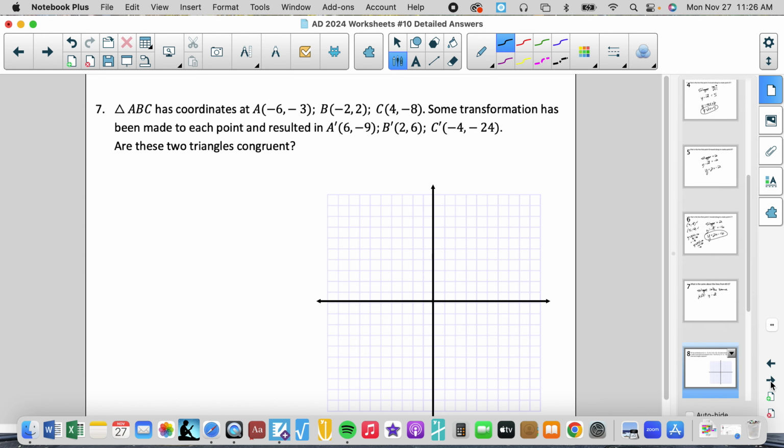Triangle ABC has coordinates at A, B, and C. Some transformation has been made to each point and resulted in A prime, B prime, C prime. Are these two triangles congruent?